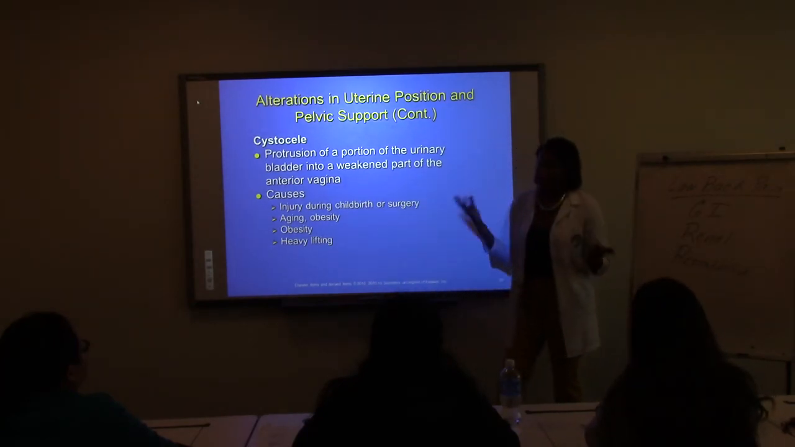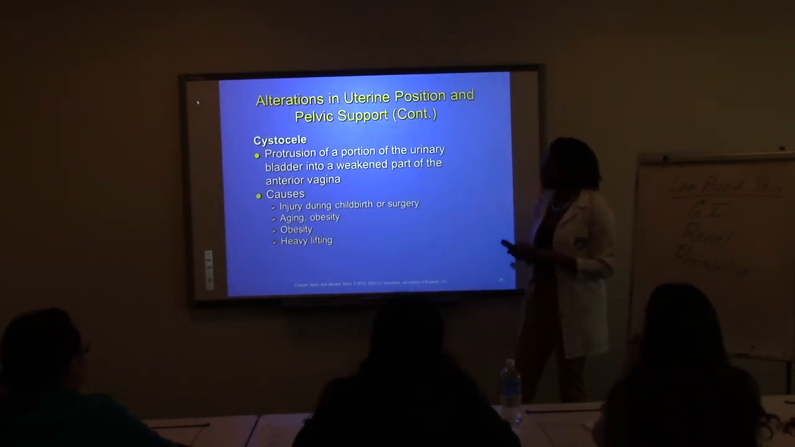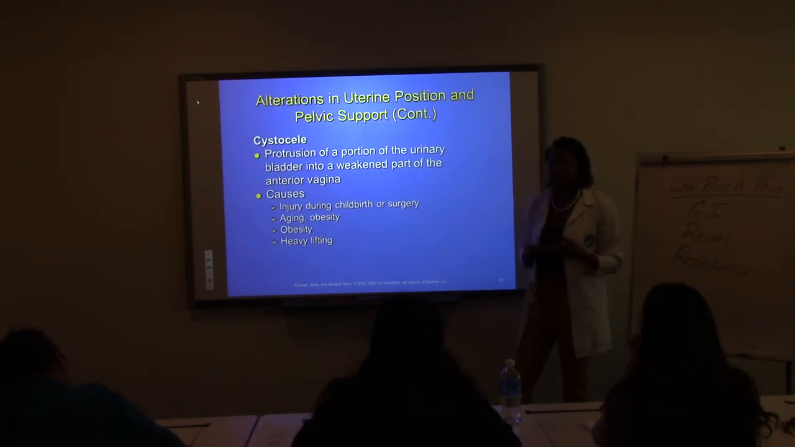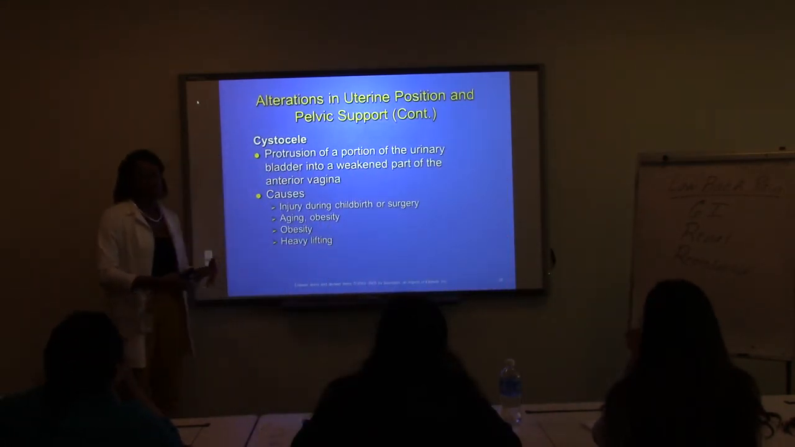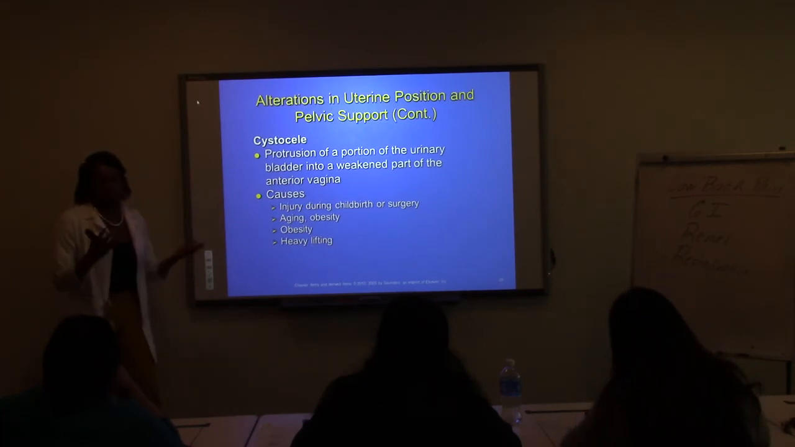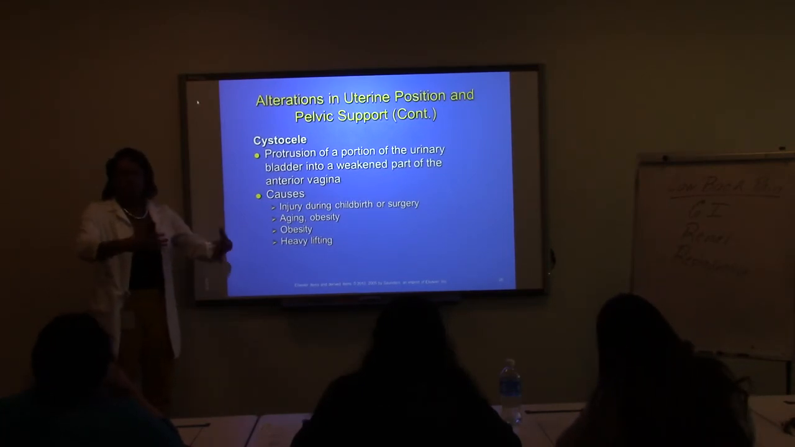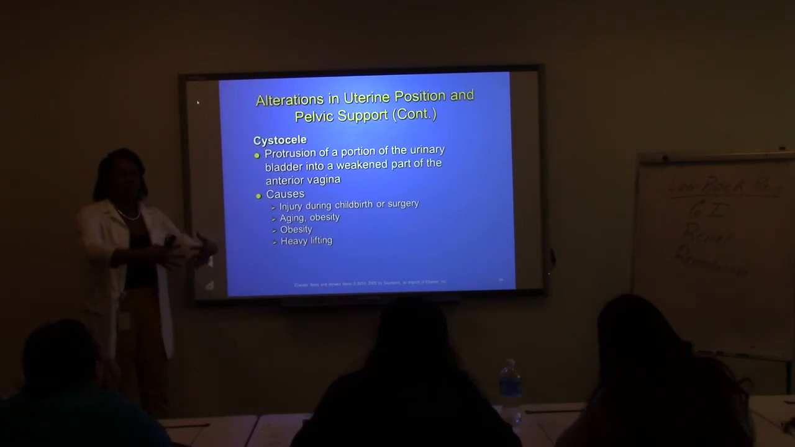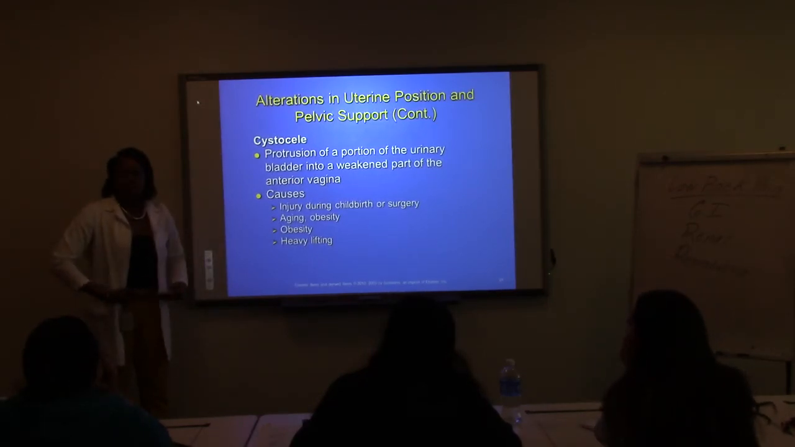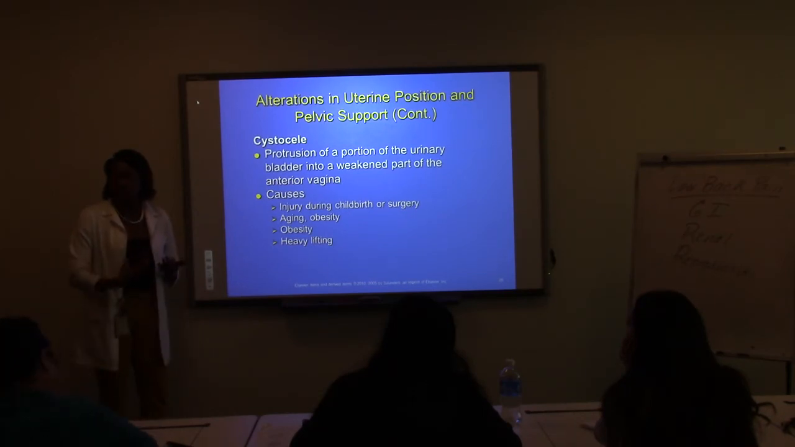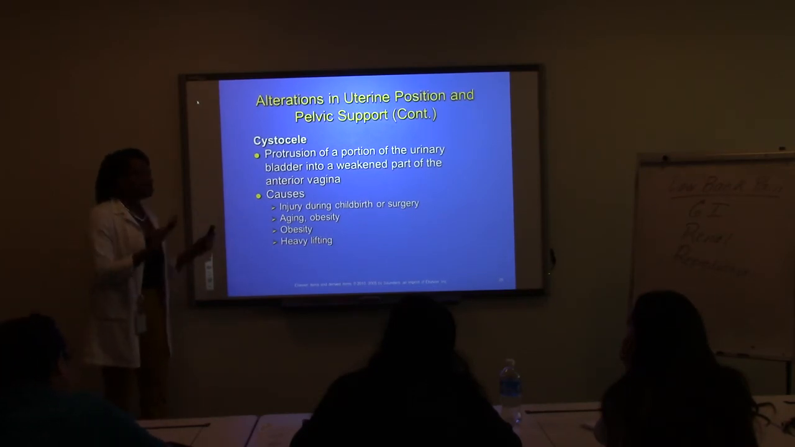Causes: childbirth again, aging, obesity, heavy lifting. So this is the issue. Even pregnancy, and let's go back to Octomom again. I won't use her as an example, but Octomom, obesity. Anytime a person has a lot of abdominal weight, that's putting a lot of pressure on the pelvic floor muscles, making them very weak.